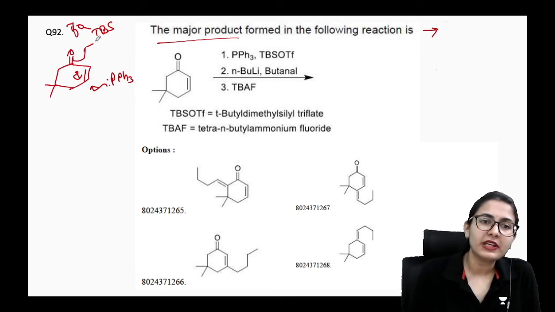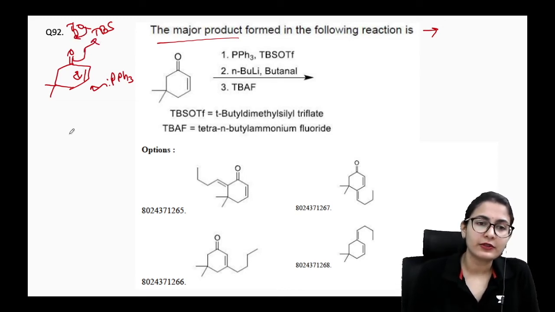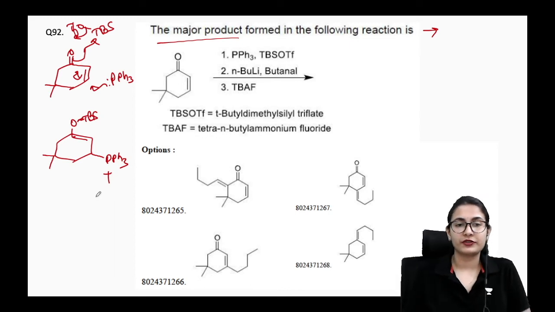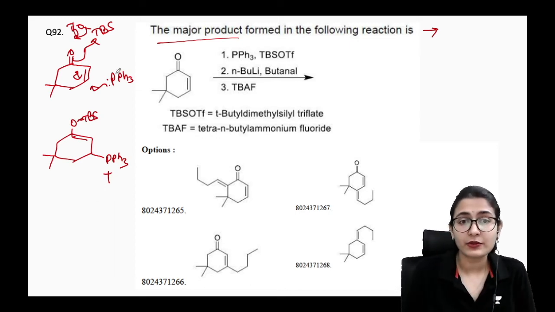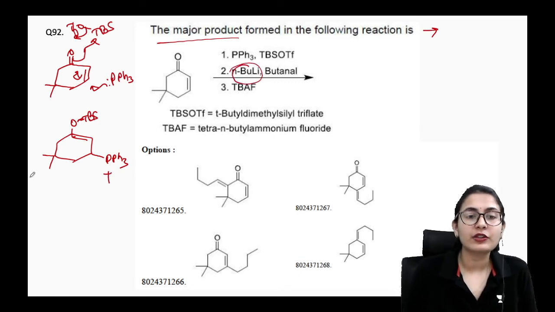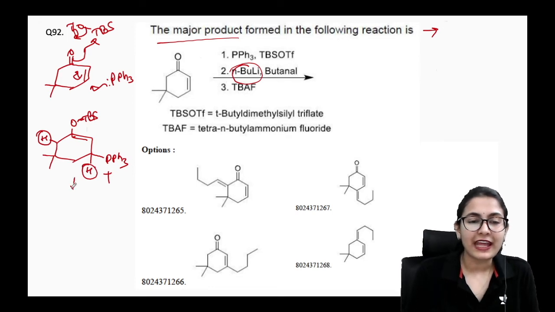Okay, so it's going to be attacked by the oxygen and OTf is going to leave so that you get OTBS and the enolate is locked over here. PPh3 is also locked, having a positive charge. Yes, keep that in mind. What happens next? n-Butyllithium is going to remove a proton from where? Don't make the mistake of removing this proton from here. Absolutely wrong. It is going to remove a more acidic proton from here, and it is going to give you a carbanion from here.